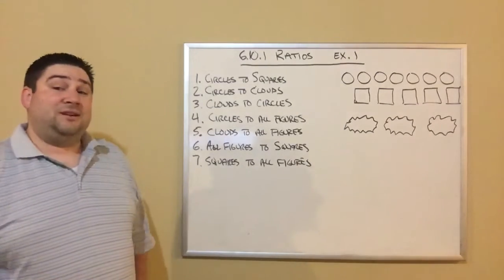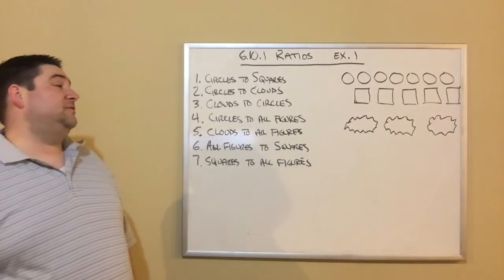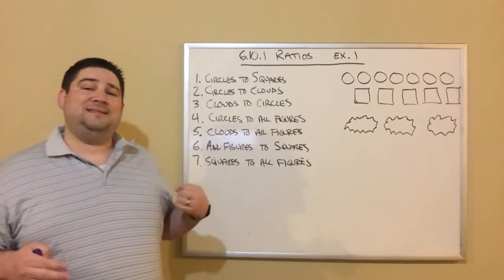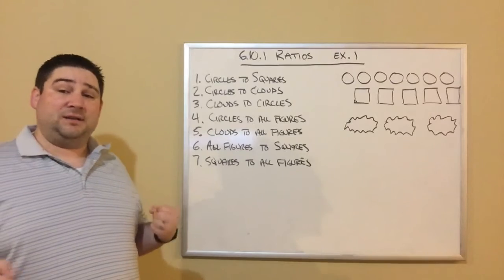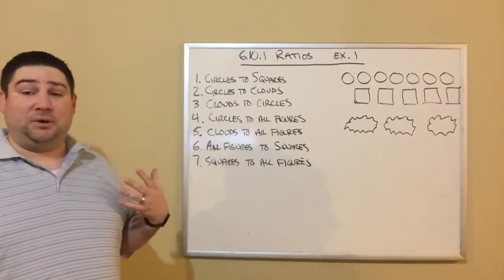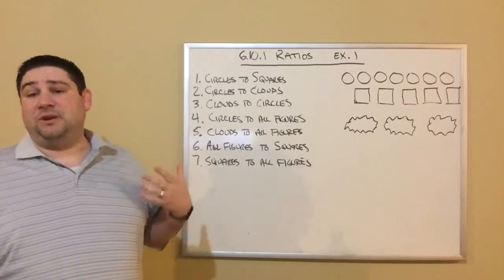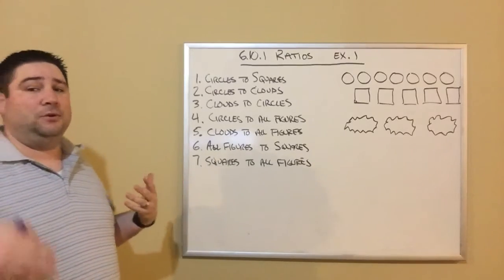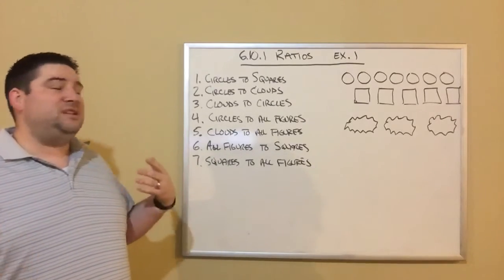All right, we are starting a new unit, and our first lesson of this unit is on ratios. A ratio is a comparison of two quantities. A ratio is always going to be a number compared to another number. And if you look at the notes that you should have printed out or copied down in front of you, you can see the examples.